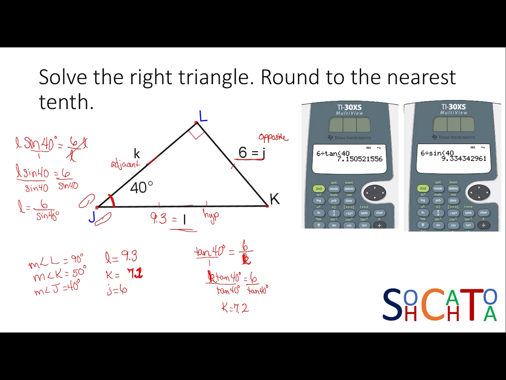All right. Hopefully that helps you be ready. Make sure you set up your ratios, set up your equations, then solve them.